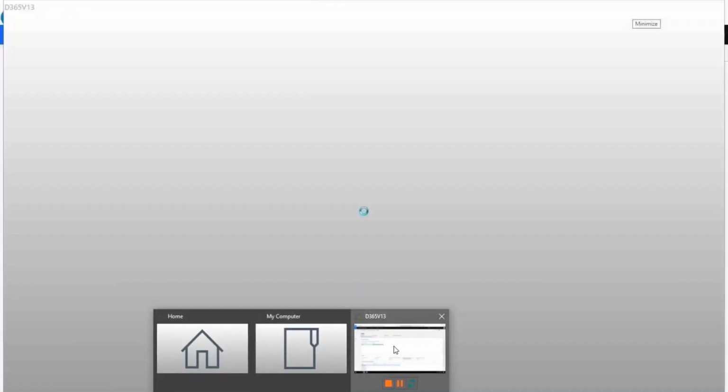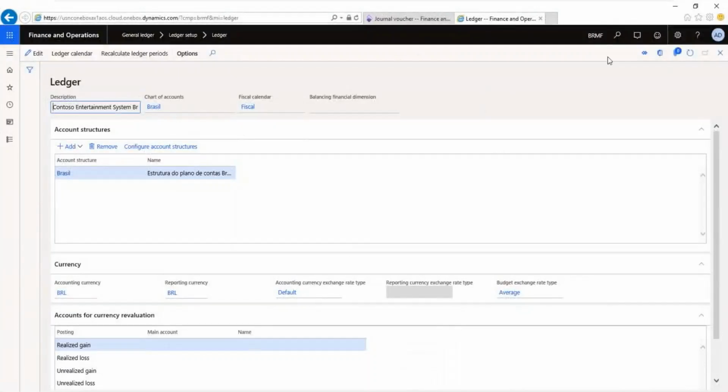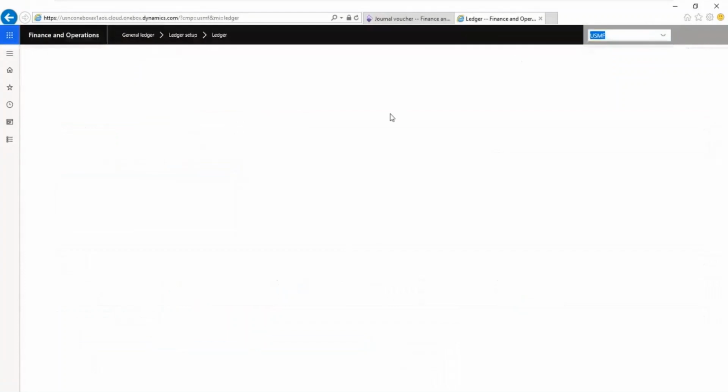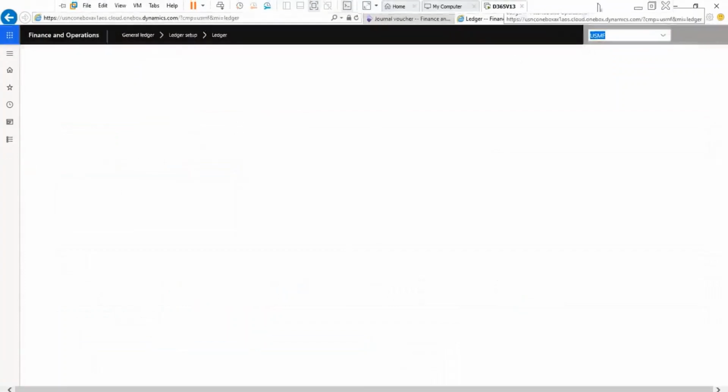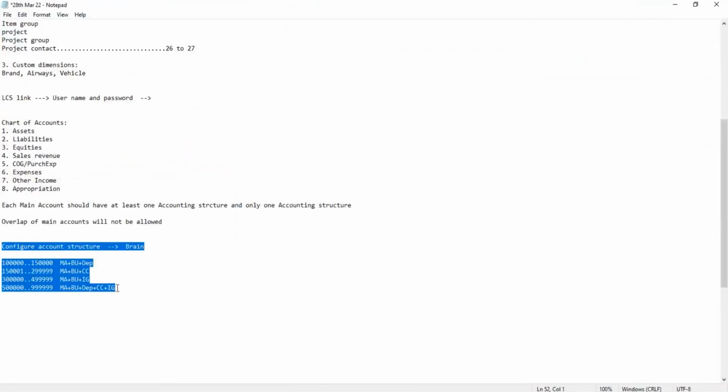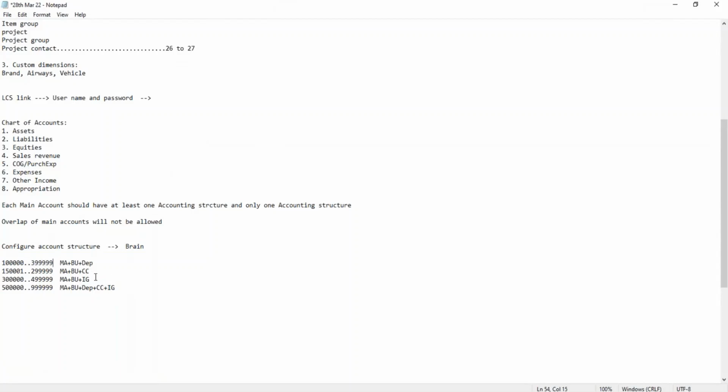Now, you can create n number of structures. Let me go back to the USMF company. You can create structures. My question is, suppose I have created two structures only. One is 3000 to 3999, main account plus business unit plus department, and for another structure, 4000 to 9999, main account plus department plus cost center.